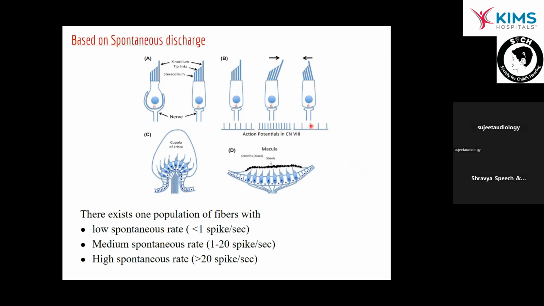Okay, now based on the spontaneous discharge there are three types of auditory neurons, as you can see here. One is called the low spontaneous rate fiber, wherein there is only about one spike per second generated. This is in the absence of auditory stimulus. Then there is the medium spontaneous rate, which is 1 to 20 spikes per second, and then the high spontaneous rate, which is greater than 20 spikes per second. This is in the absence of the auditory stimulus.